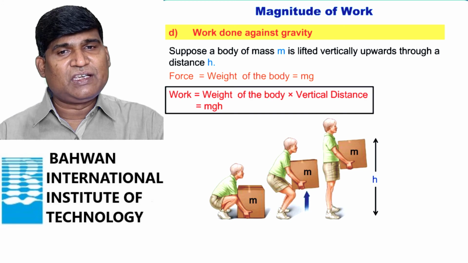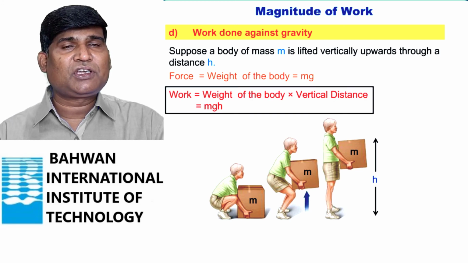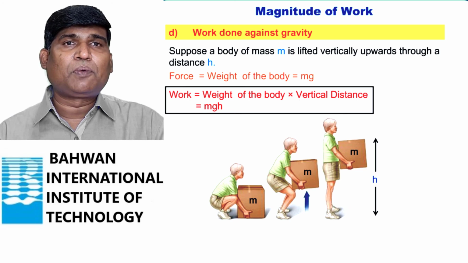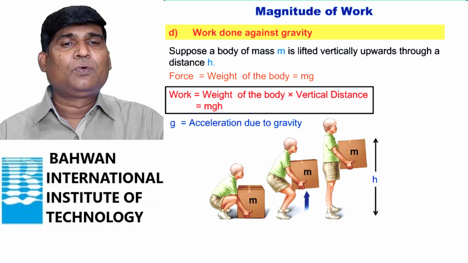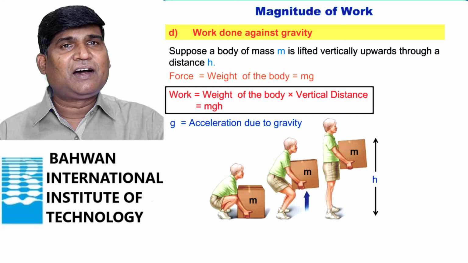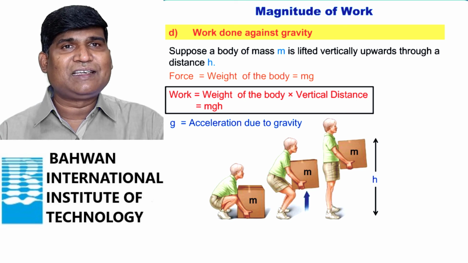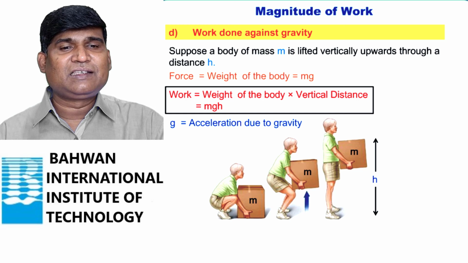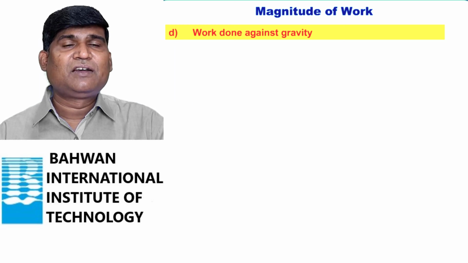Now work done. The force is applied in the upward direction and the displacement is also in the upward direction. Therefore, positive work is done, and that work is weight of the body into vertical distance. We know weight already is mg and the vertical distance is h. Therefore, work done is mgh. Here you are able to see small g. What is small g? Small g is acceleration due to gravity. We know already m is the mass of the body and h is the vertical distance.